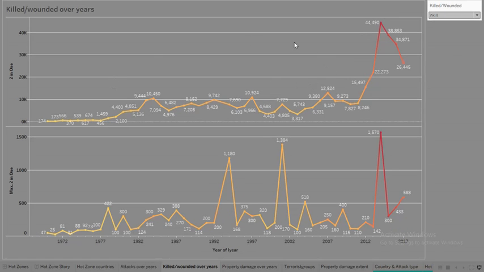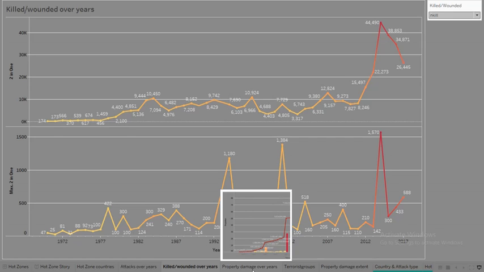So the top chart shows the total sum of the number over the years, and the bottom one shows the maximum number in each year. So, for example, if we check the number of people killed in this year, 2014, it's 44,490. That is the total sum overall, and the maximum at one place in one incident has been 1570 people killed.